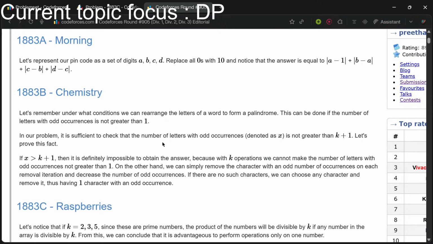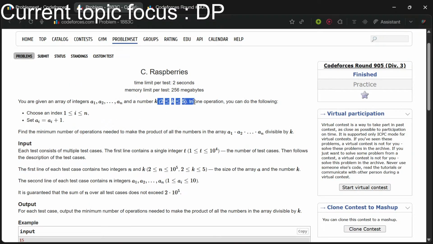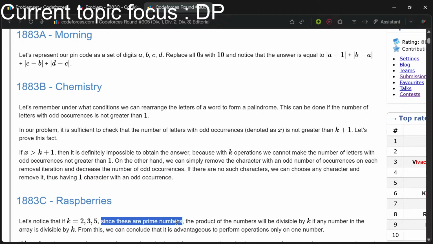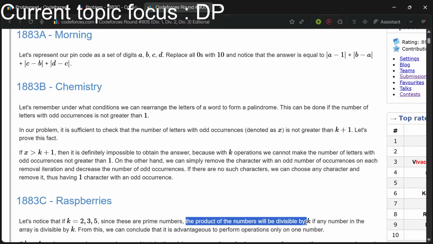So let's notice that k is equal to 2, 3, or 5, and 4 also comes, but okay. Since these are prime numbers, the product of the numbers will be divisible by k if any number in the array is divisible by k. From this, we can conclude that it is advantageous to perform operations only on one number.